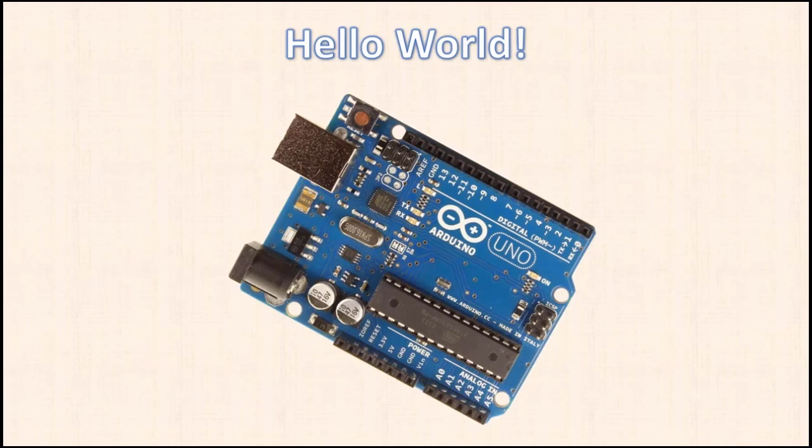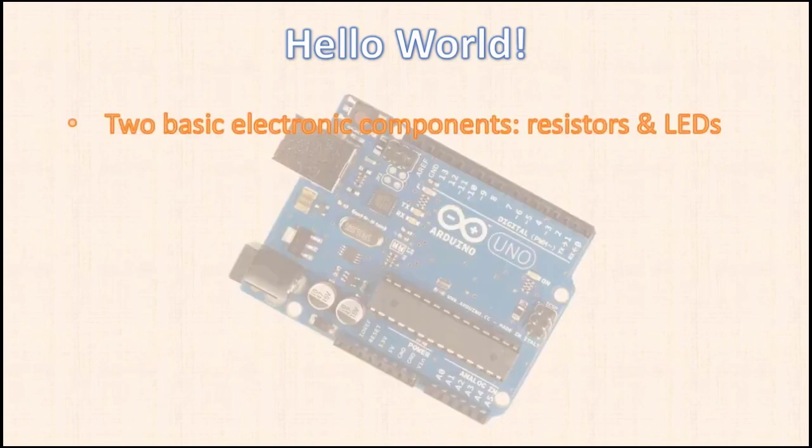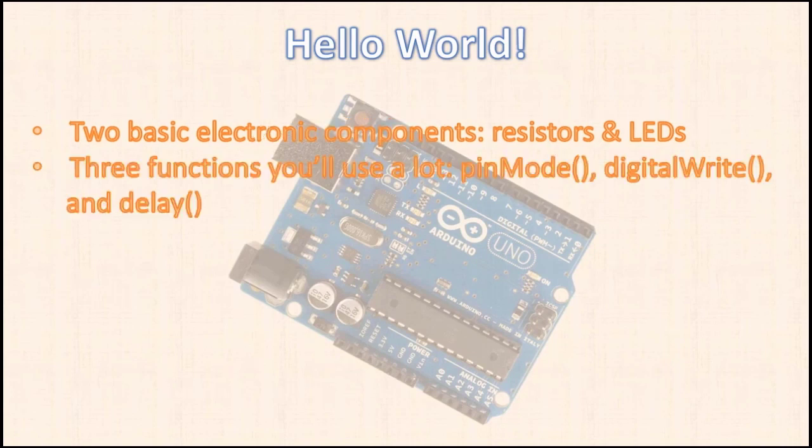While it's possible to write to an LCD screen with an Arduino, we're going to blink an LED instead to make it simple for beginners. We'll get into using LCDs a little bit later. In this lesson, we're going to learn about a few things, including two basic electronic components, resistors and LEDs, and three functions you'll use a lot: pinMode, digitalWrite, and delay.